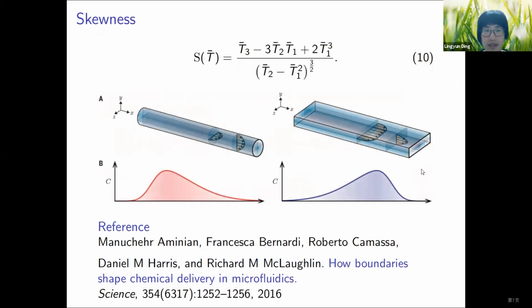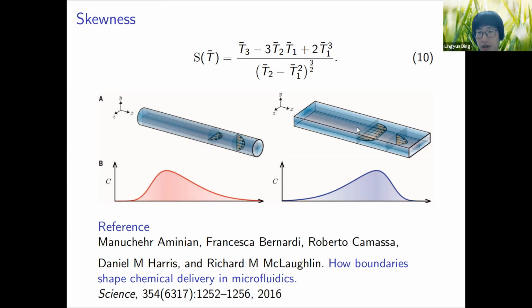So that is for the variance. We're also interested in the skewness, which is a higher order moment. I'd like to introduce this work done by our group. This is also an interesting study that reports an interesting phenomenon. If we use the circular pipe, the distribution of the tracer has this form. We can see it is skewed to the left, and if you compute the skewness of this distribution, it should be positive. That's for the circular pipe.